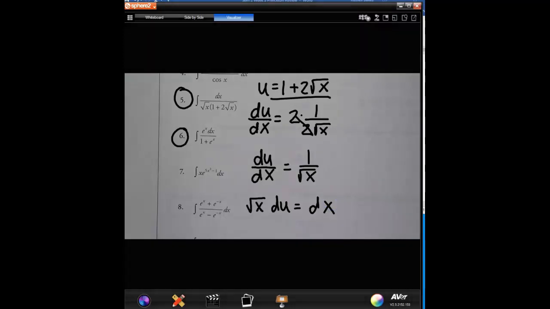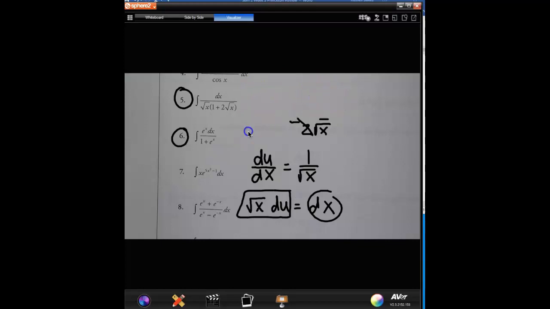All right, so now in the original problem, I'm going to replace the 1 plus 2 radical x with u, and I'm going to replace the dx with square root of x du. And let's see what that comes out looking like. The whole point of u substitution is to rewrite the problem in a way that is less complicated looking. The irony is it's a rather complicated process to make it look less complicated, but I guess that's how it is. All right, so we have that, and that's what it would look like if you did that.